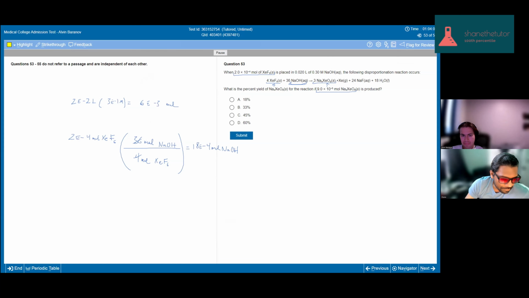Because the amount of sodium hydroxide we have is more than the sodium hydroxide we need. So this is how much we have, and this is how much we need, right? That means that the sodium hydroxide that we have is in excess, which means that the xenon fluoride is the limiting reagent, right? Why? Because if we only need 18 times 10 to the negative 4 moles of sodium hydroxide for the reaction to proceed, we have more than that, right?